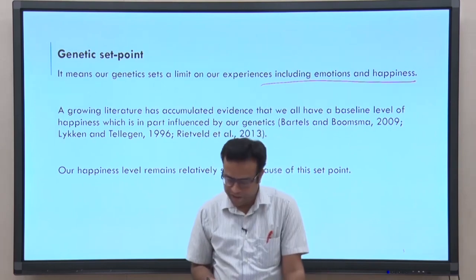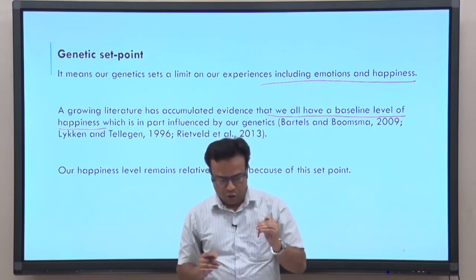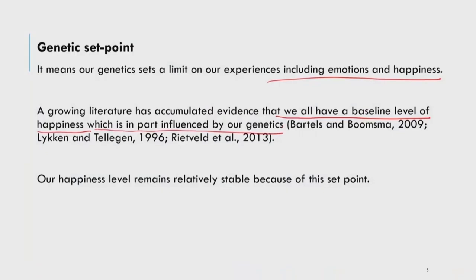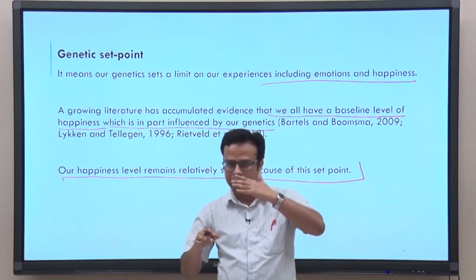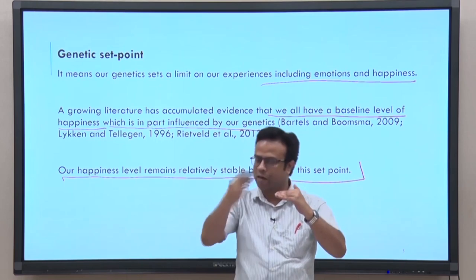A growing literature has accumulated evidence that we all have a baseline level of happiness. We all have a certain baseline level around which we experience our emotions or sense of happiness. You might have seen that some people are generally happier most of the time. Their baseline level of happiness may be a little higher, and some people are mostly not so happy, mostly experiencing sadness. Their baseline level may be a little lower. Genetics may influence that baseline level, and research shows that at least in part it is influenced by our genetics. Our happiness level remains relatively stable because of this set point. It is not like we experience very high or very low levels. A certain limit is set by genetics, and we experience happiness around this baseline level.